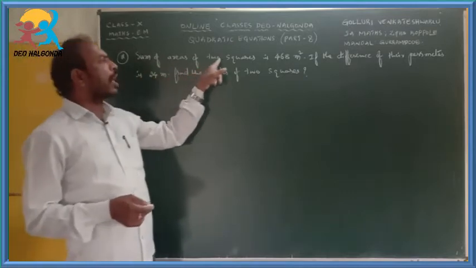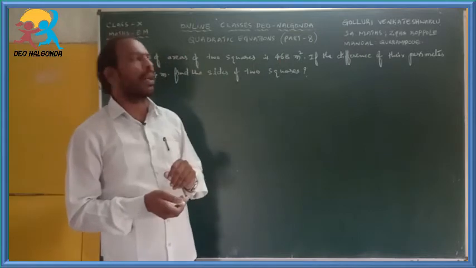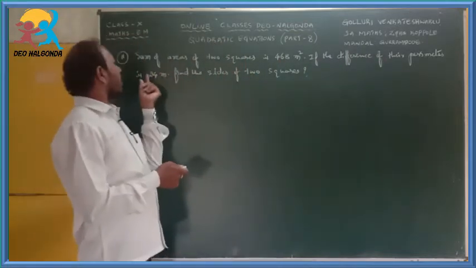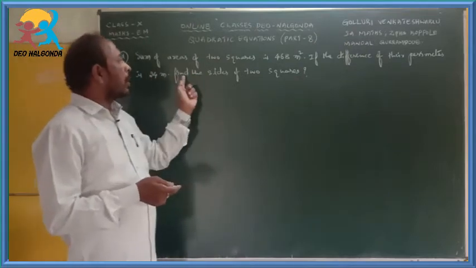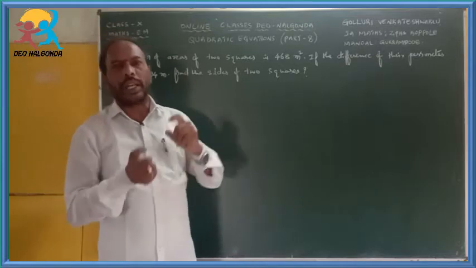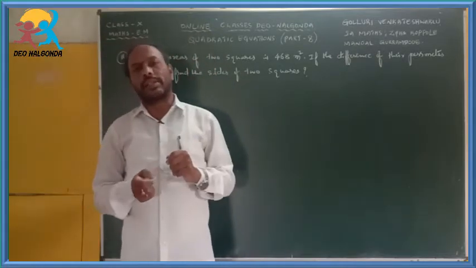Sum of areas of two squares is given as 468 square meters, and the difference between their perimeters is given as 24 meters. Then find the sides of the two squares. Here it is discussing the sides of the squares.